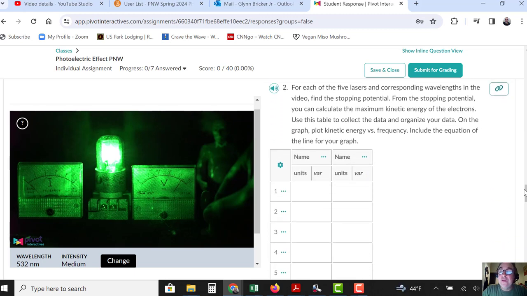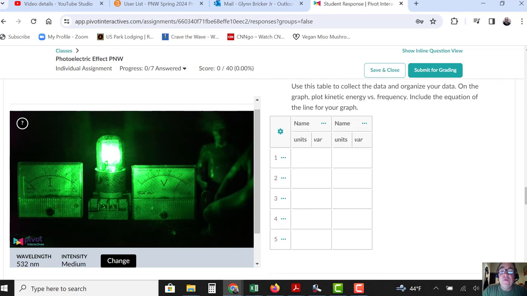Okay, and now here's the part where you're going to get some data. We want to use 5 wavelengths, so you're going to have to build this table yourself. Name these things whatever you want to. You're going to have a column for wavelength, and whatever you want to call that wavelength. Maybe it's hard to type the symbol lambda. Units: right now it's set up for nanometers, so 532 nanometers. And then what you want to measure is the stopping potential. So you have to have another column over here: stopping potential, units would be volts.